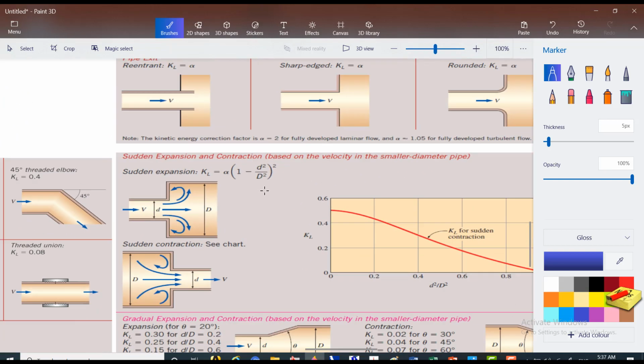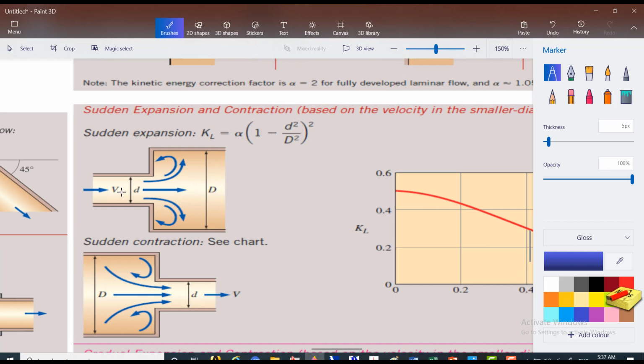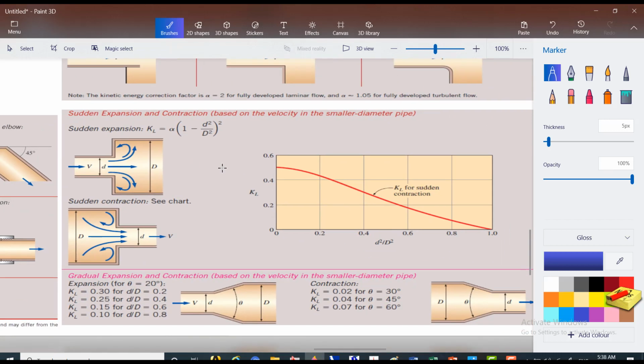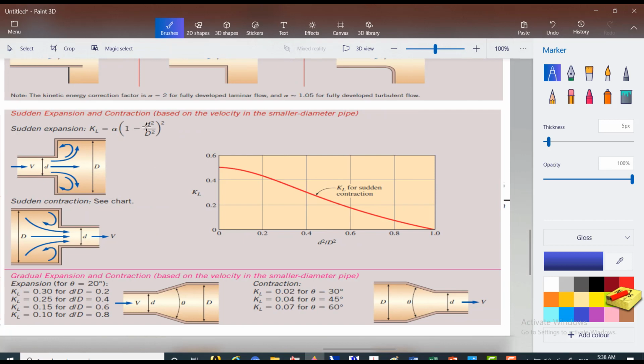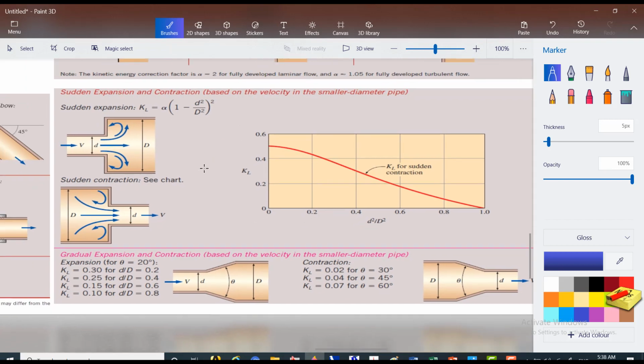Now for sudden expansion and contraction, we also have a representation here. We have the diameter of the pipe and then an enlarged diameter of the pipe. You can see we have a change in diameter from a small diameter to a bigger diameter. For the sudden expansion, we have your KL, with the equation equal to 1 minus d squared over d squared. Then for sudden contraction, you have this one also, so it will be based on this chart.